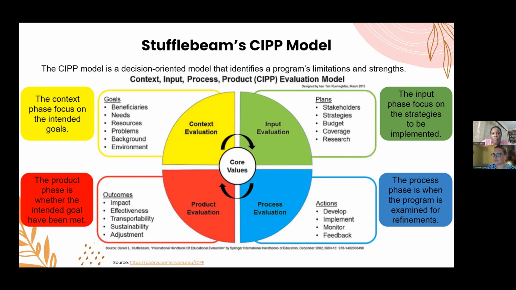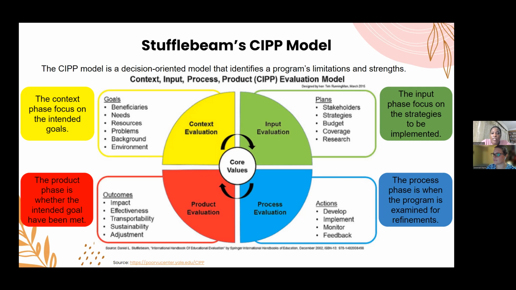The second phase is the input evaluation phase, where stakeholders as well as evaluators come together to figure out what needs to be implemented for the program to be successful. One thing I forgot to mention is the stakeholder will stay throughout the entire process of the CIPP model.